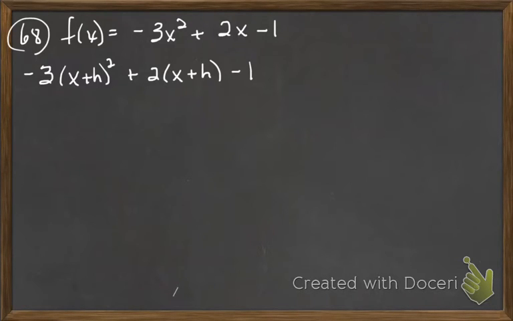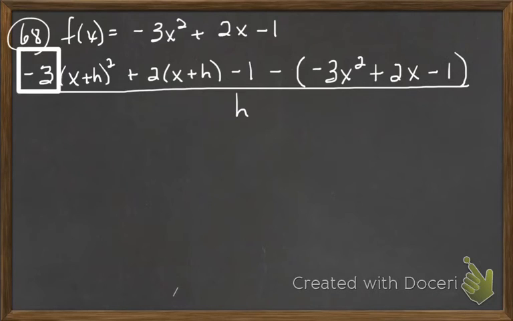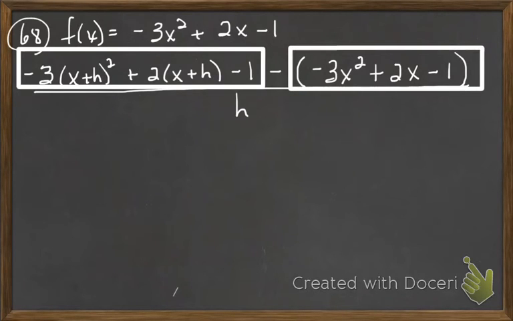Then the formula says subtract f of x. So you put a subtraction sign, and then you put your function, f of x, which is negative 3x squared plus 2x minus 1. You'll put that in parentheses. So that's the minus f of x part. And then all of this is divided by h. Again, I want to show you with some little boxes. This is the f of x plus h part minus the f of x, all over h.